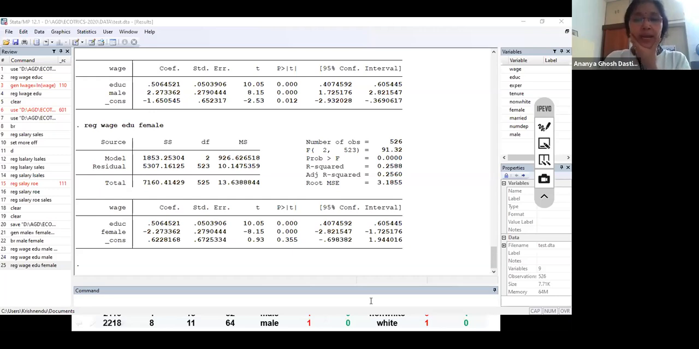Please explain why the coefficient of male and female dummy are the same with opposite signs. I will tell you, Anonymous, when I come to the results. Okay, let me take that.